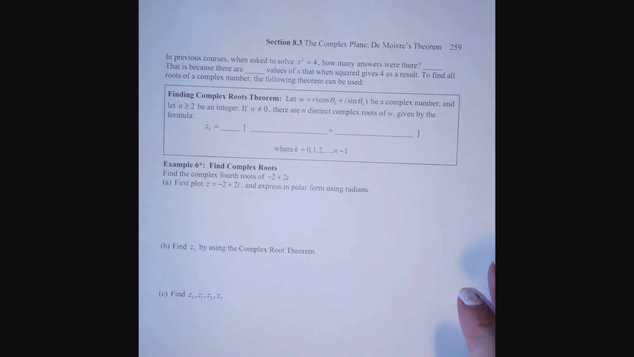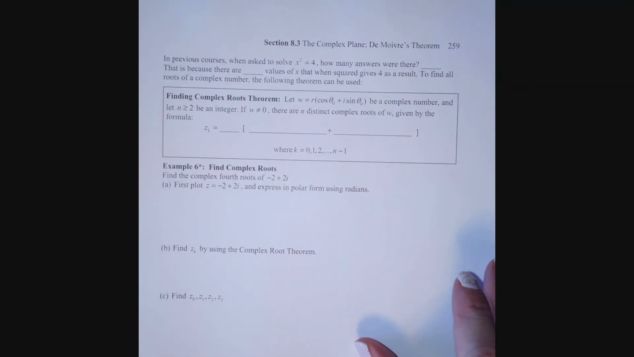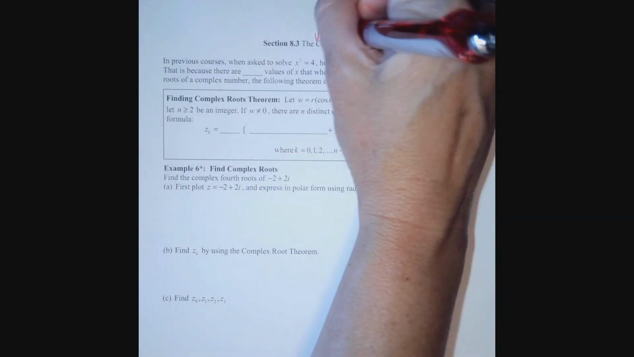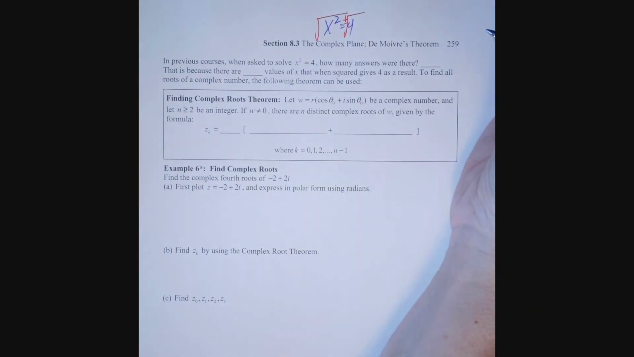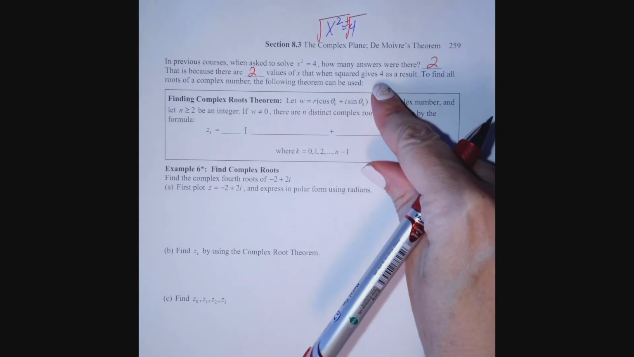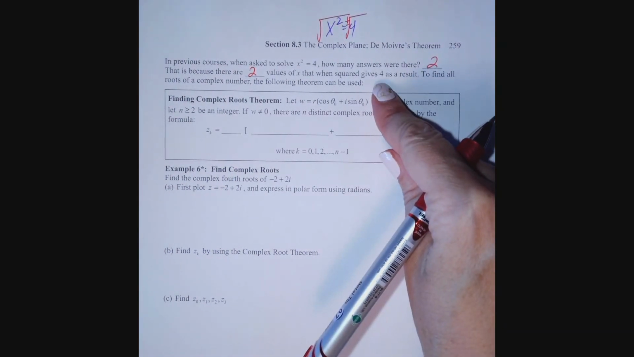In previous courses, when you were asked to solve x squared equals 4, how many answers did you get? Well, square root of 4, there are two possibilities, right? Because when we take the square root, we have x squared equals 4, and I take the square root. I said, you know what? I'm going to consider plus or minus, because a positive 2 times 2 is 4, and a negative 2 times negative 2 is also 4, because there are two values of x that when squared give us 4 as a result.